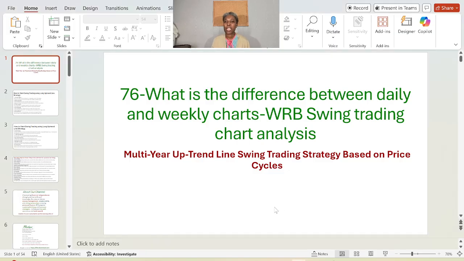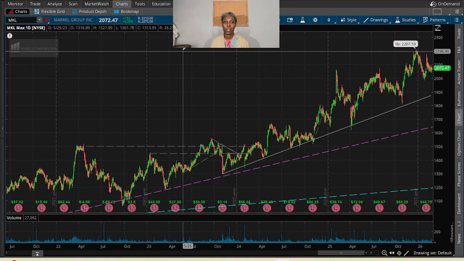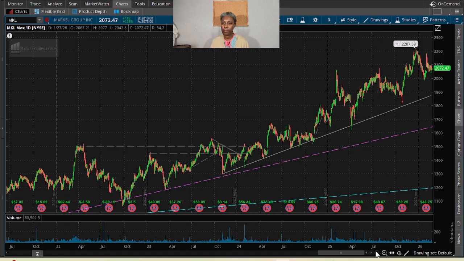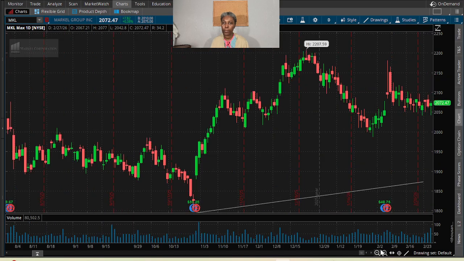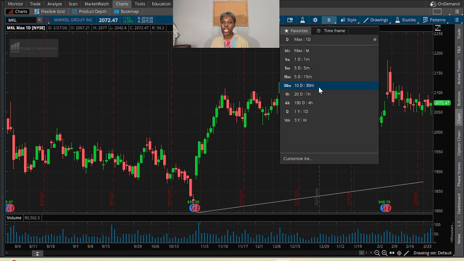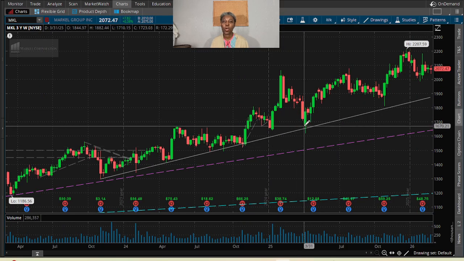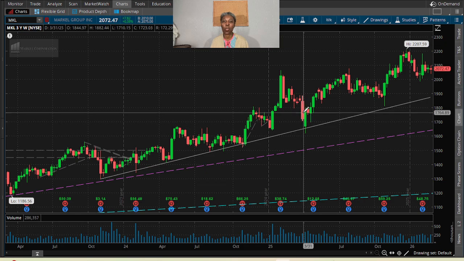Hello, what is the difference between daily and weekly charts? The main difference is that on a daily chart, every single bar is a 1 day time frame, and on a weekly chart, every single bar or candlestick is a 1 week time frame.